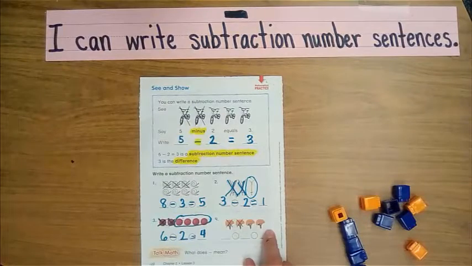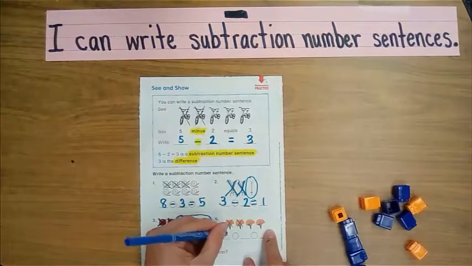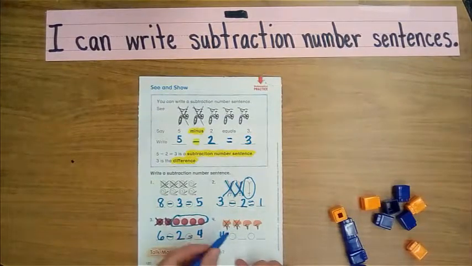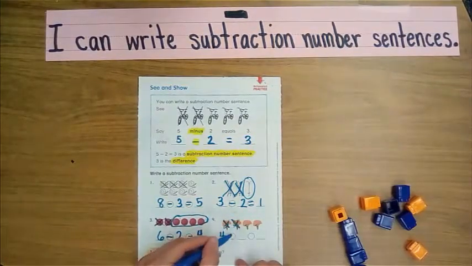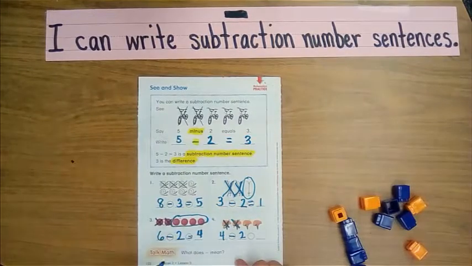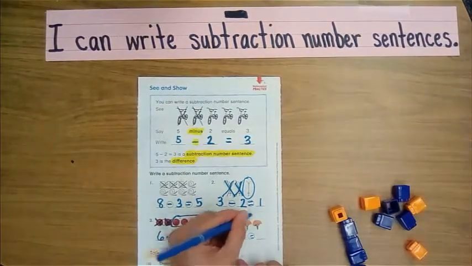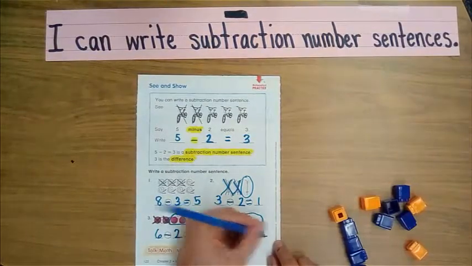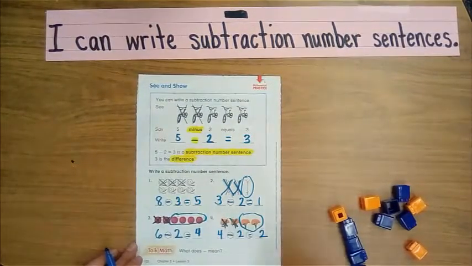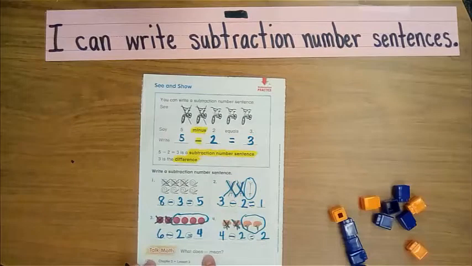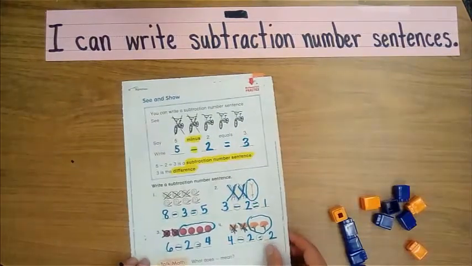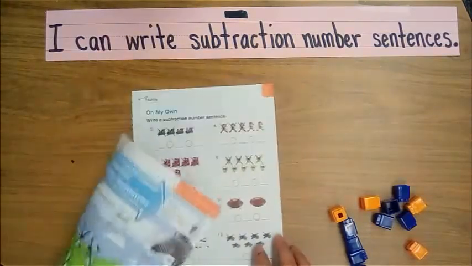Okay, moving on to number 4. There's how many helmets? 4 helmets in all. How many did we subtract? We subtracted 2 because 2 of them have X's on them. And what is the difference? That's right, the difference is 2. Okay, so remember, what does this symbol mean? It means subtract or minus, take away. All right, so now let's do the next page.